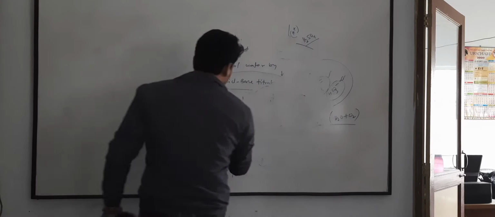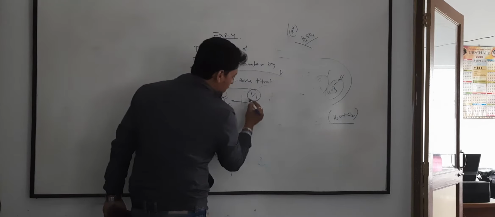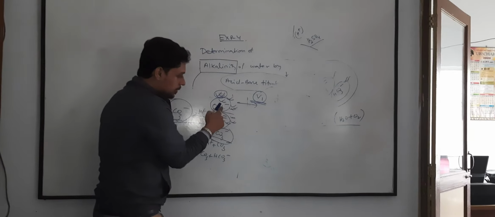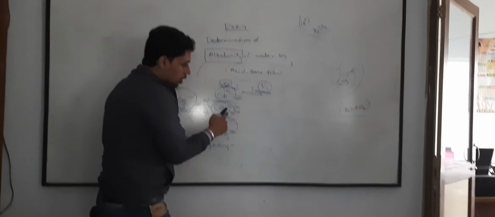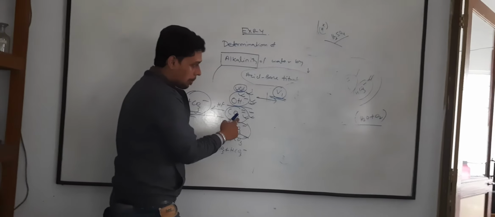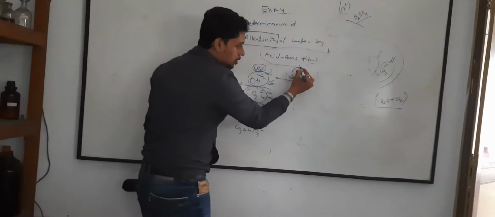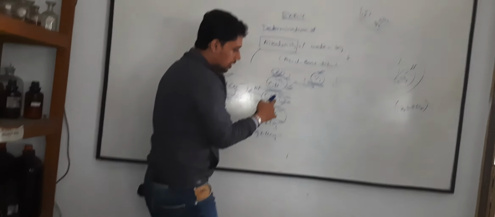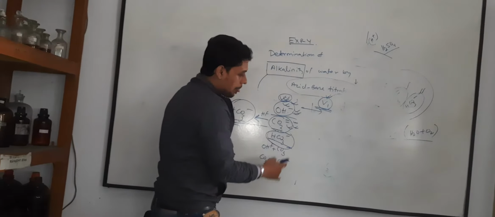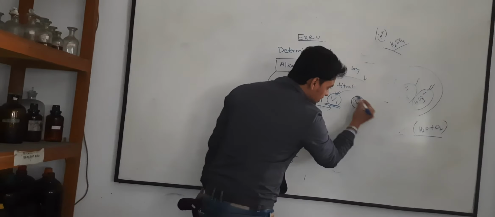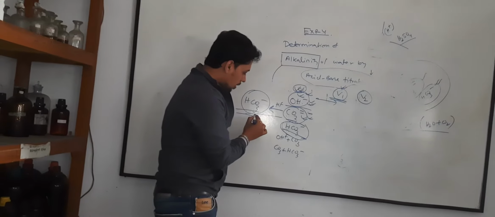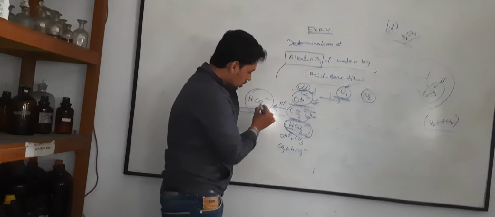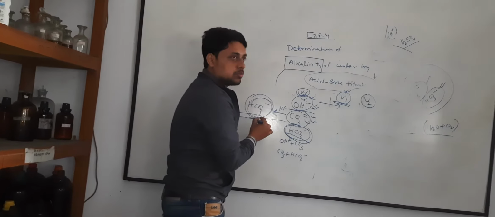You know that V1 ml of acid is responsible for full neutralization of OH minus or half neutralization of carbonate, whereas V2 ml of acid is responsible for the full neutralization of bicarbonate or neutralization of the converted bicarbonate.